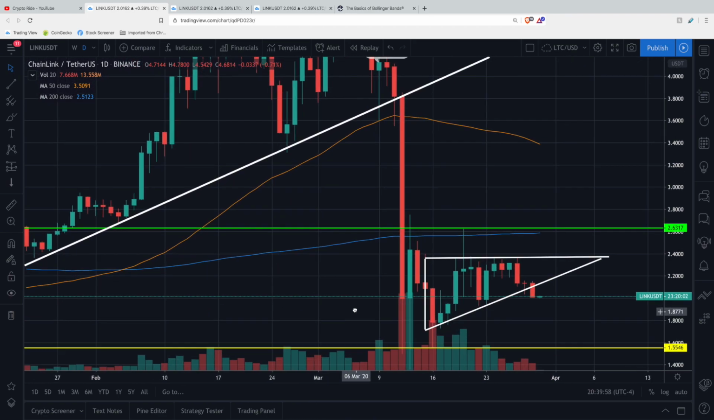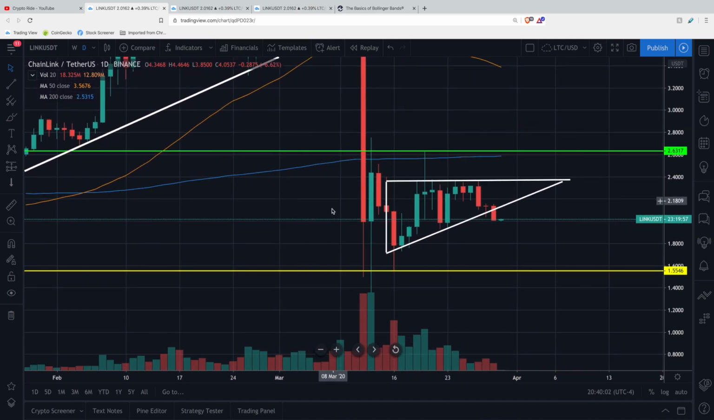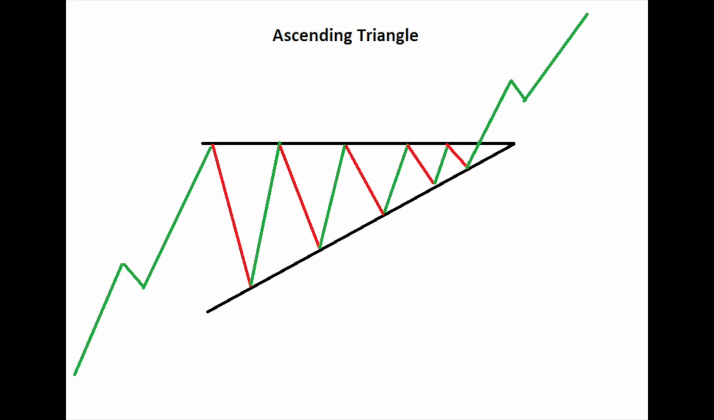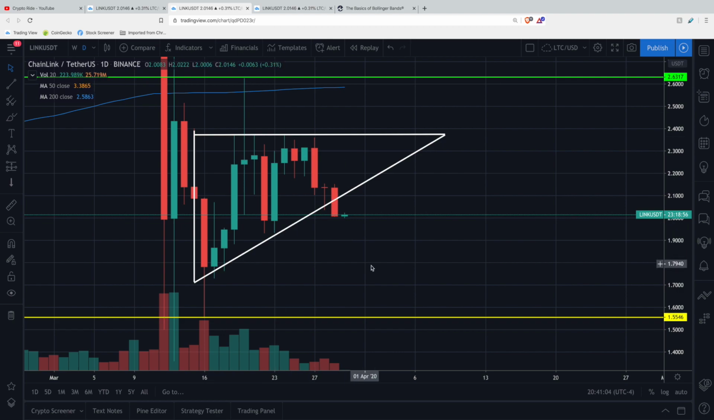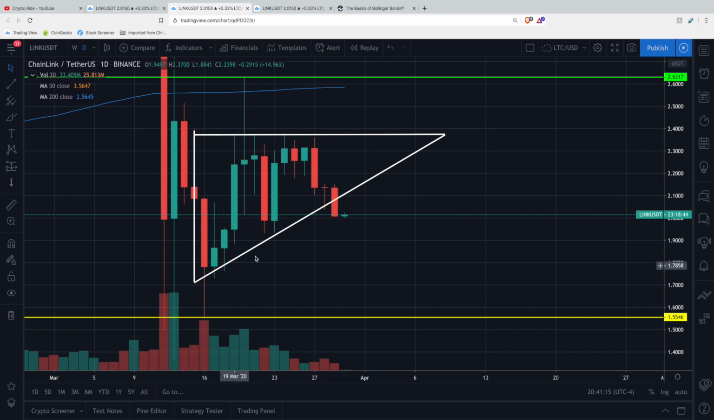I took some time off after this big dump because I just wanted to kick back and see what would happen. But now I have a new pattern that I mentioned in the intro. The pattern we're going to be talking about right now is called an ascending triangle. So let's talk about what makes an ascending triangle. Basically, you're looking at a level of horizontal resistance up top with a rising trend line on the bottom.